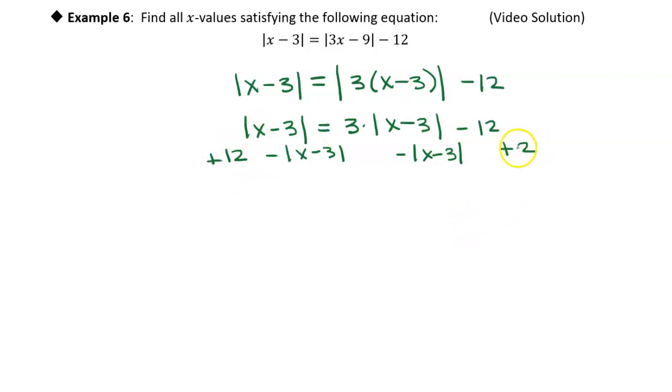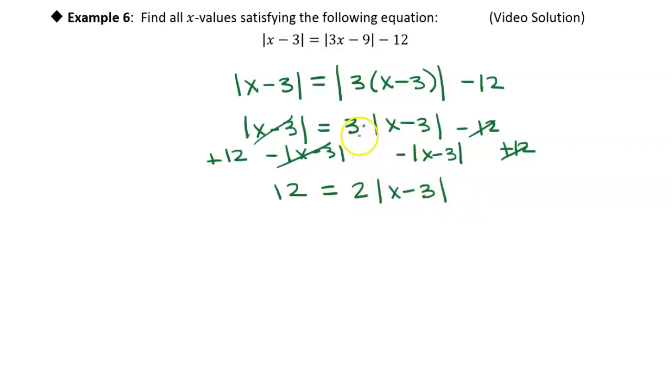Oops, this should be a 12. That gets rid of the 12 on this side, and it gets rid of the absolute value of x minus 3, because that just becomes 0. So let's rewrite what we have. This side is now just 12. And here I have 3 times the absolute value of x minus 3 minus the absolute value of x minus 3. Now I can subtract those and get 2 times the absolute value of x minus 3.